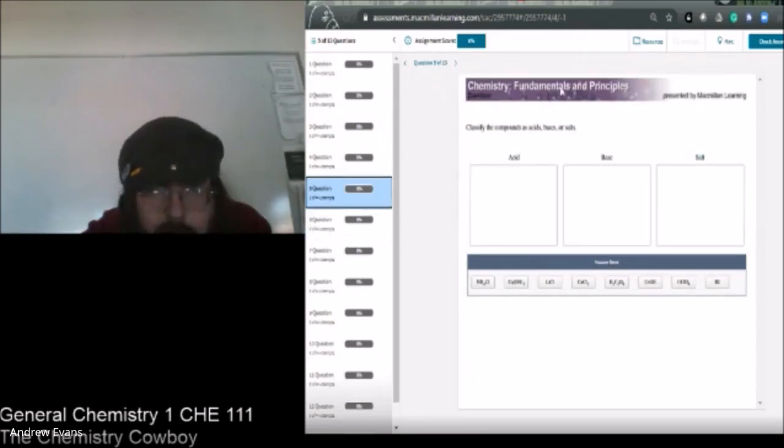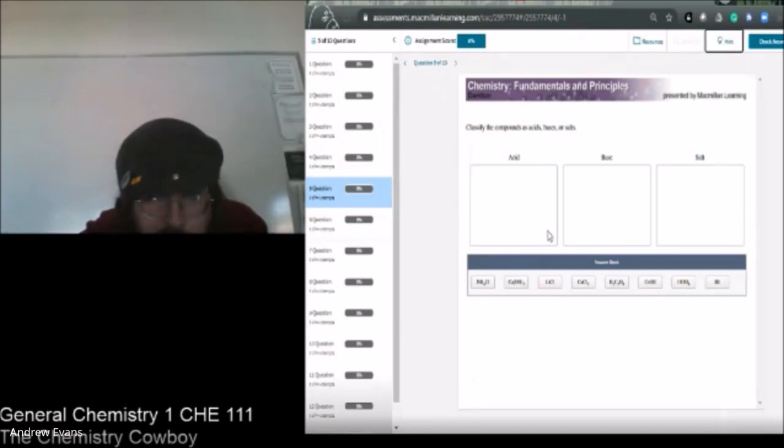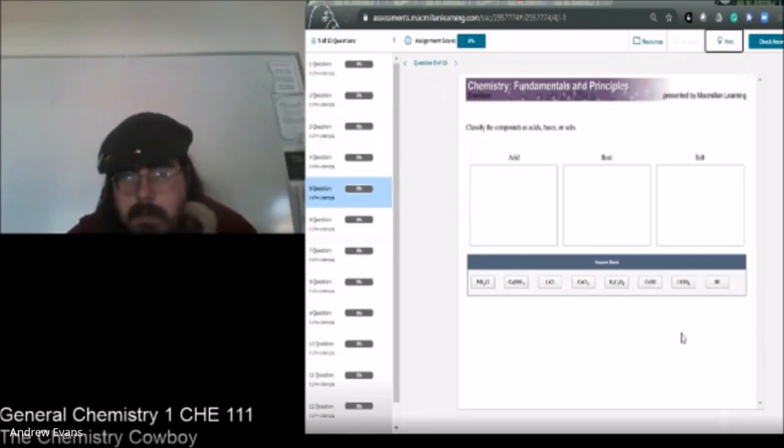Classifies strong acid, strong base, and salt. Acids have at least one ionizable hydrogen. Bases usually have one or more hydroxide. Salts are ionic compounds that have neither. NH4 is a weird example, but calcium hydroxide would be a base. Lithium chloride would be a salt. This is oxalic acid, which has some hydrogens it can lose.